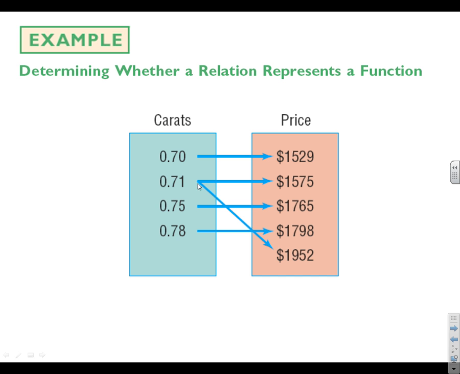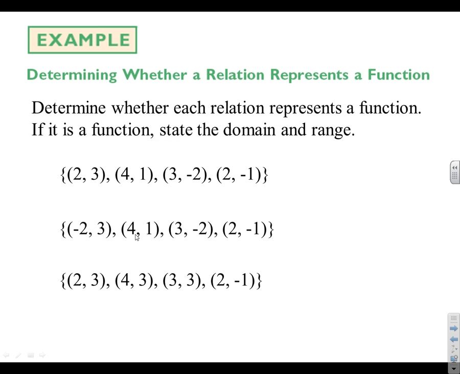Alright, and lastly, I think you're getting the idea by now. This is not a function because of the 0.71. It's resulting in two different outputs, which is not allowed. Now let's take a look at these. Are these functions? Let's look at the inputs. Are there any repeaters? Here we go. The 2 and the 2. 2 results in 3. 2 results in -1. Not allowed. So this first one is not a function.